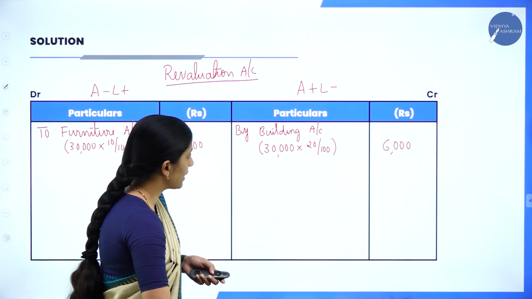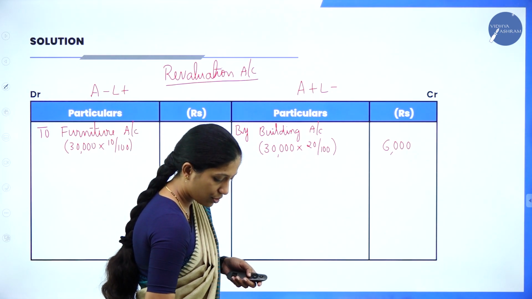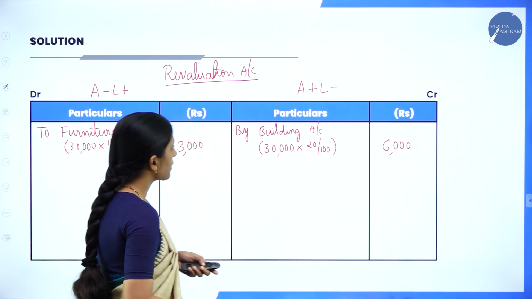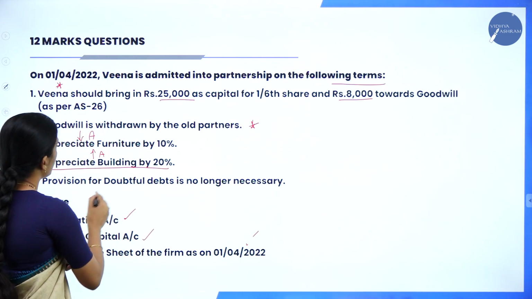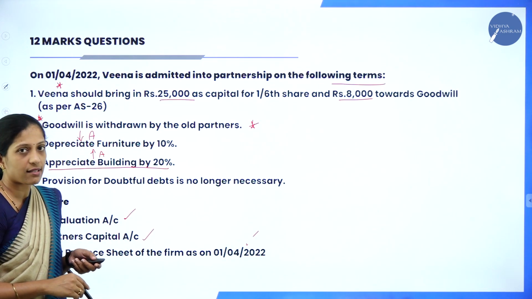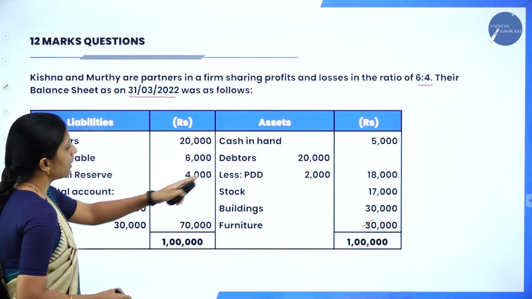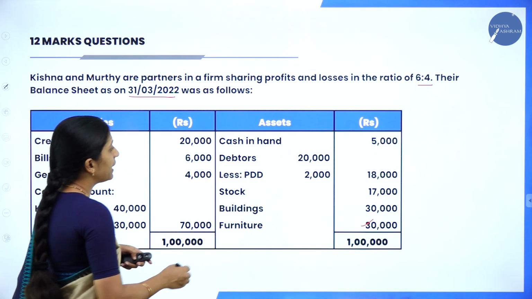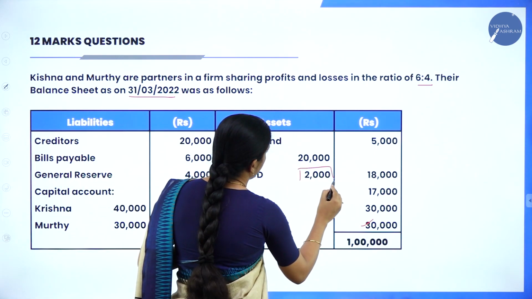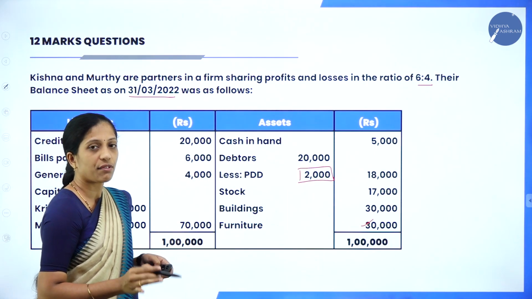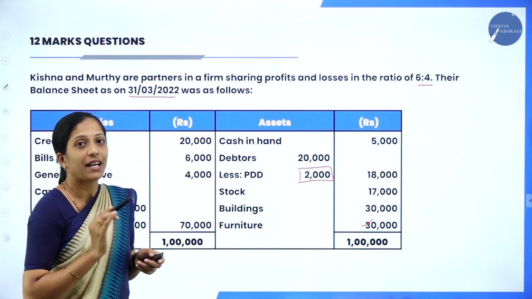Okay, so let us check once again. 30,000 into 20%. So it is 6,000. Yes. Next, provision for doubtful debts is no longer necessary. So they are telling that it is no longer necessary. Now in the balance sheet, they have given PDD 2,000. But now they are telling that it is no longer necessary, which means that it has decreased by 2,000.